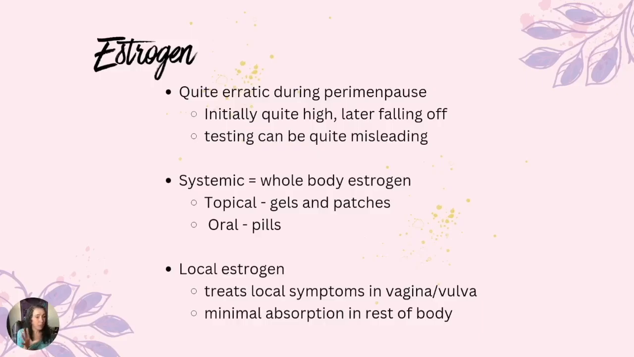There's two different ways. There's whole body estrogen, and then there's local estrogen. Whole body is either topical with a gel or a patch, or taking a pill, and I'll get into details of all those. Then separate to that, there's local estrogen, which is only absorbed locally by the vulva and the vagina, and just acts locally and can be started at any age.